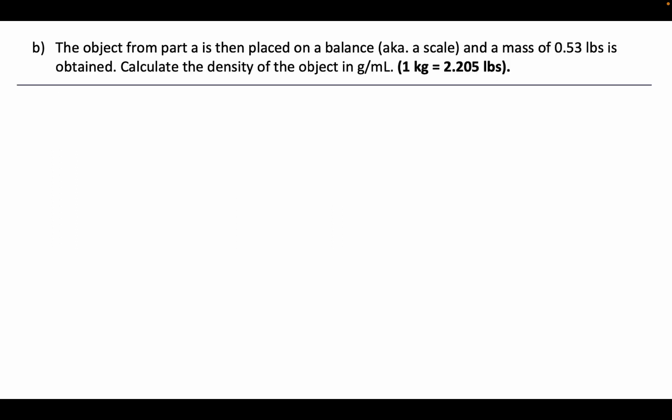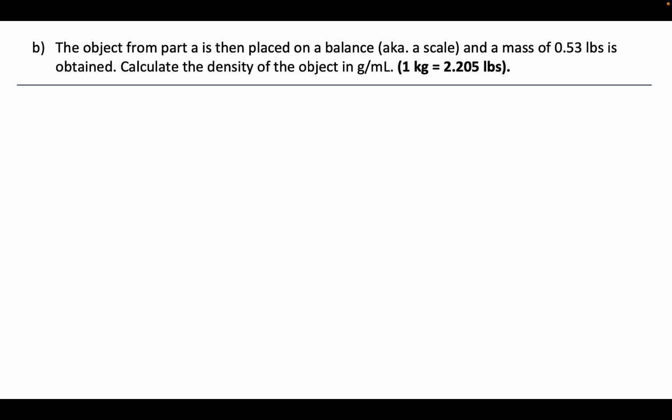Going off of that, we now take this object from part A and we put it on a balance, also known as a scale, and this is a pounds measuring scale, and we get a value for that. We want to calculate the density of this object in terms of grams per milliliter. So how do we go about solving this one?